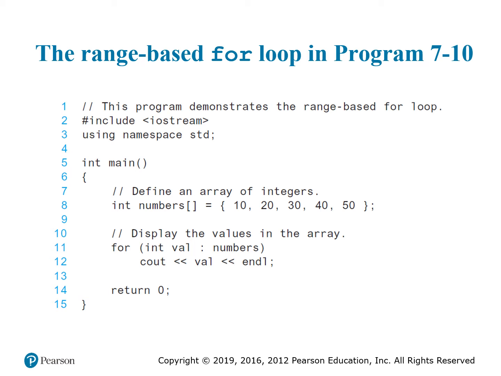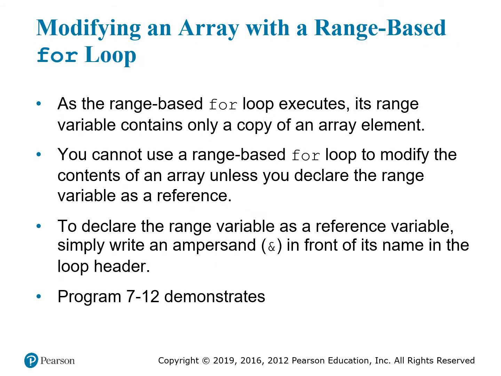So in this example, we create an array called numbers of type int. We stuff these values into it, and then we go int val colon numbers, and so the first value from numbers is copied to val. We cout that number. The second value from numbers is copied to val. We cout that number, and our output will be 10, 20, 30, 40, 50.